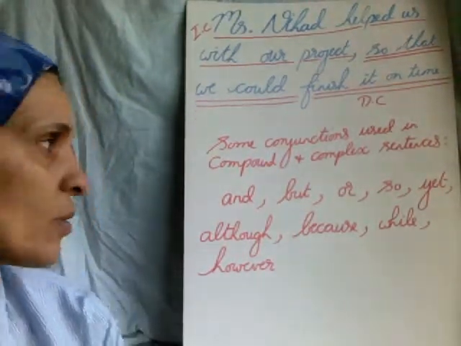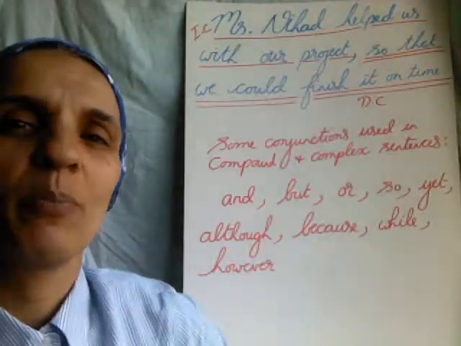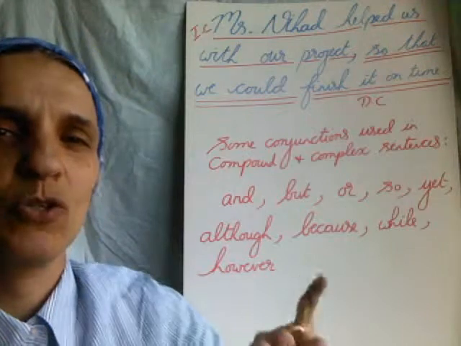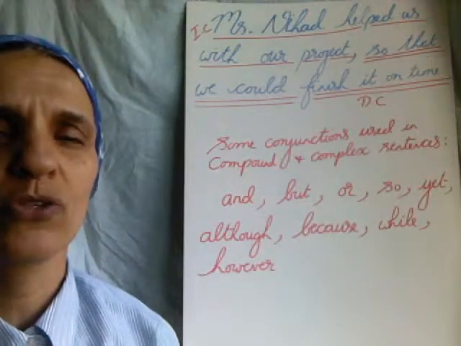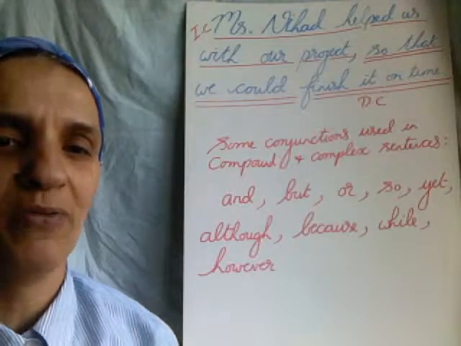That's your dependent clause. Now here are some conjunctions that are used in compound and complex sentences. You know, and, but, or, so, yet, although, because, while, and however.